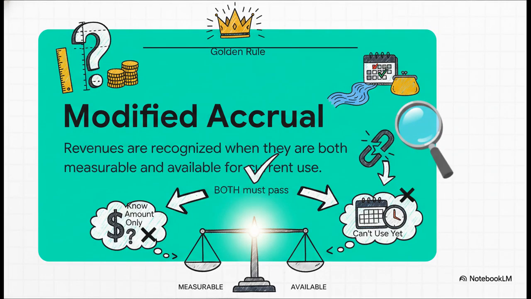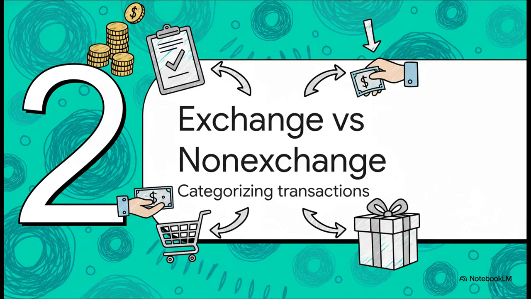This is absolutely crucial, so lock this in. Governmental funds recognize revenue when it is both measurable and available. Measurable just means you can reasonably estimate the amount with reliability. Available means it's collectible soon enough to actually pay for current period expenditures. You have to separate these two tests in your head. Both must pass to recognize current revenue. If you know the exact amount but you can't use the cash yet, it fails the test. Simple as that.